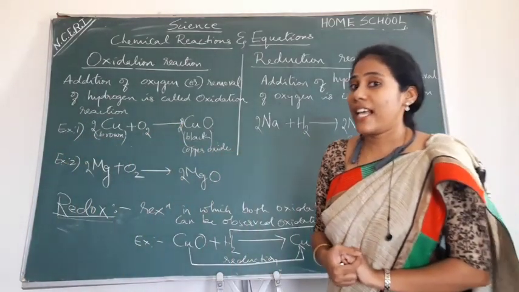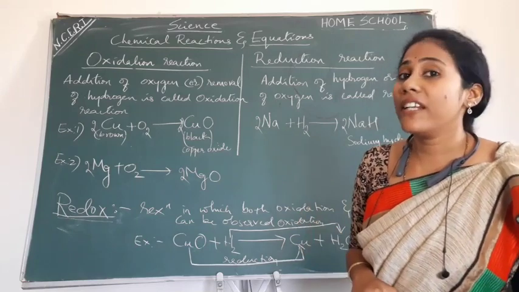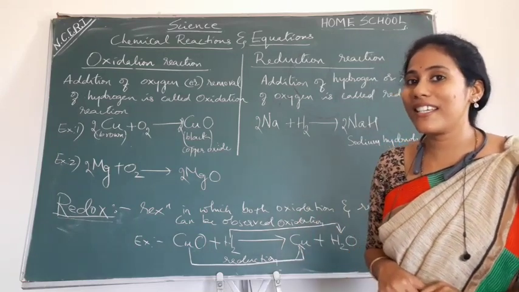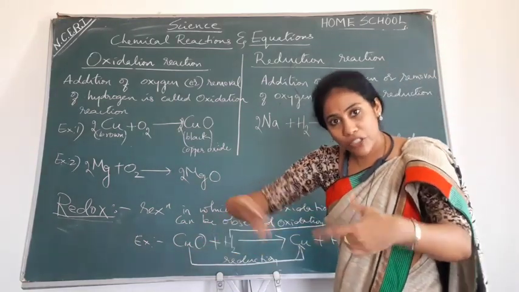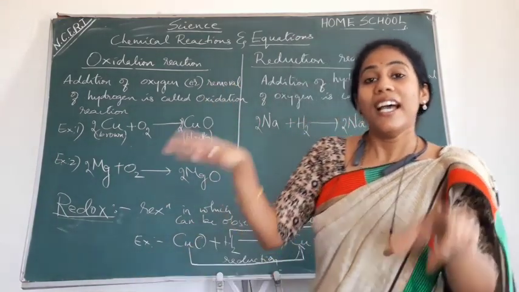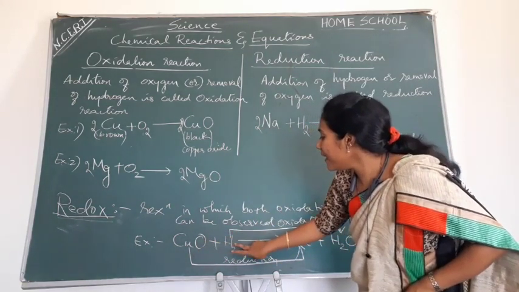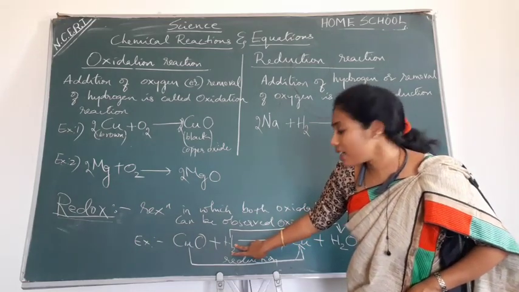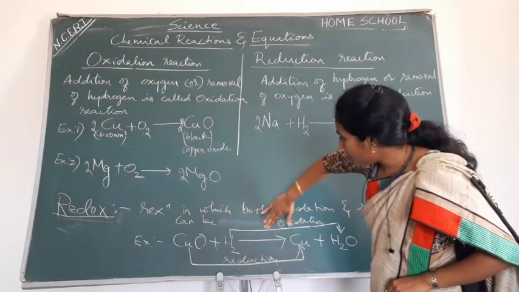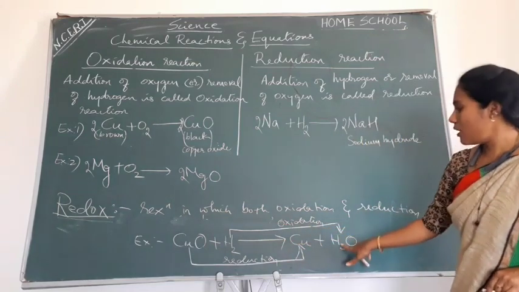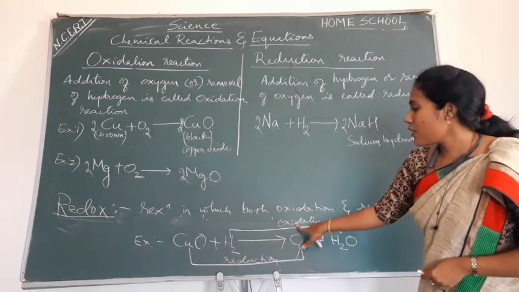Okay, here they will ask you a question. Which one underwent oxidation? Which one underwent reduction? So how do you answer? Among the reactants you have to select which one underwent oxidation and which one underwent reduction. Among copper oxide and hydrogen, which one underwent oxidation? You see, hydrogen underwent oxidation. Yes or no? Here H2 converted into H2O, meaning oxygen is added. Addition of oxygen is oxidation.